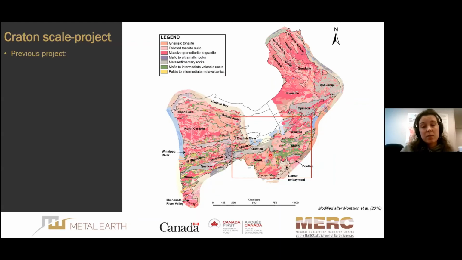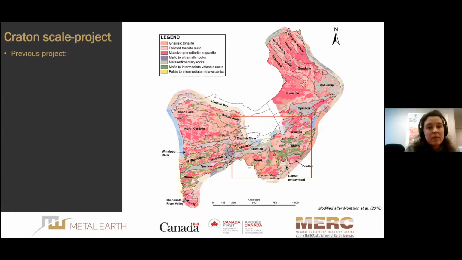That leads me to talk about the previous work that has been done, because the Superior Craton has been investigated a lot and it will continue to be investigated. As Phil mentioned in his talk, the Metal Earth project divided the Superior Craton into four quadrants. The first quadrant that was looked into was the southeastern Superior part of the craton, and that is also where my study area is.